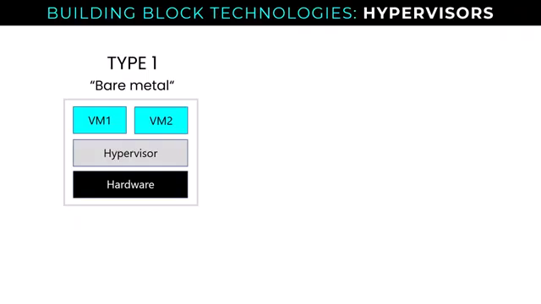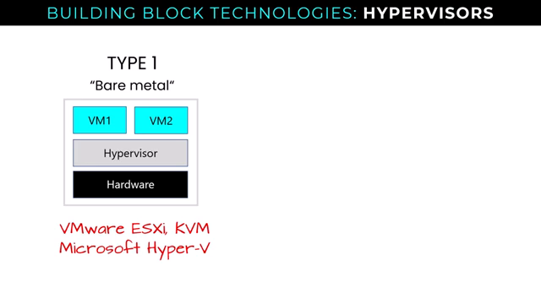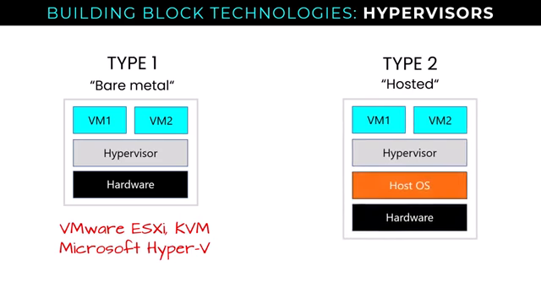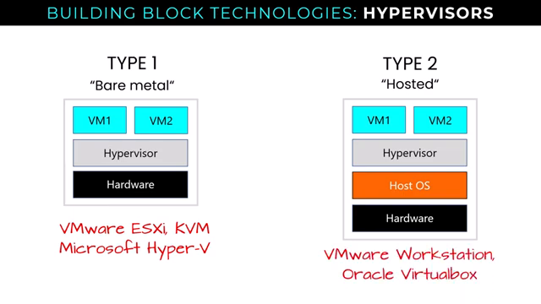So let's talk about hypervisors. We have the Type 1 or bare metal hypervisor that's installed directly onto the server hardware. Flavors there include VMware ESXi, KVM, and Microsoft Hyper-V. And then we have the Type 2 or hosted hypervisor, which is installed on top of a host OS like Windows or Linux. Varieties here include VMware Workstation and Oracle VirtualBox, to name a couple.